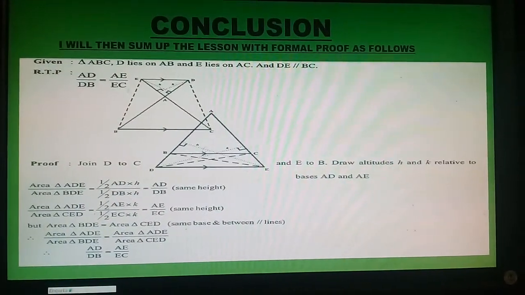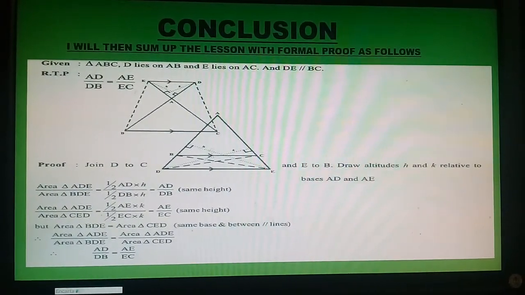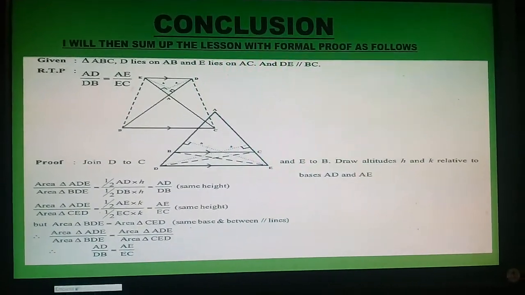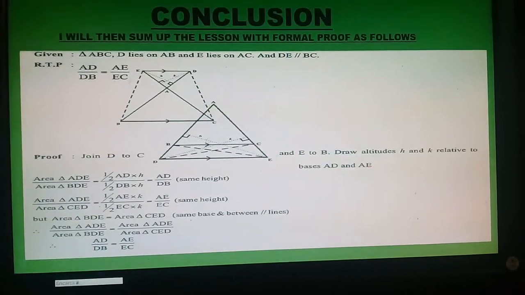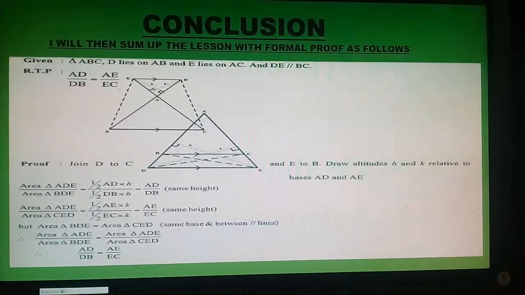I'll summarize my lesson, giving the learners my formal proof as it is: all the given information, what is required to prove, all the construction and the proof as a whole, so that they are all able to write this proof formally.